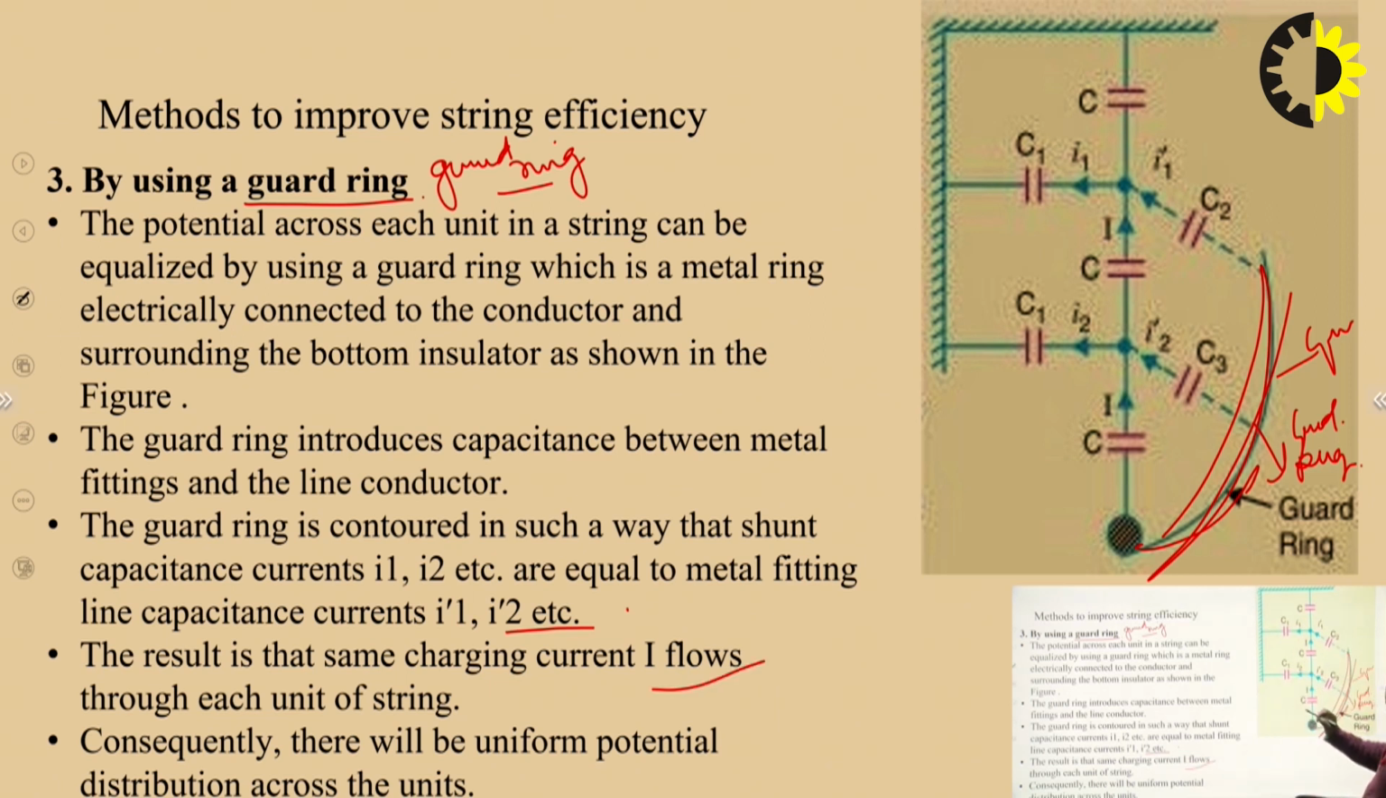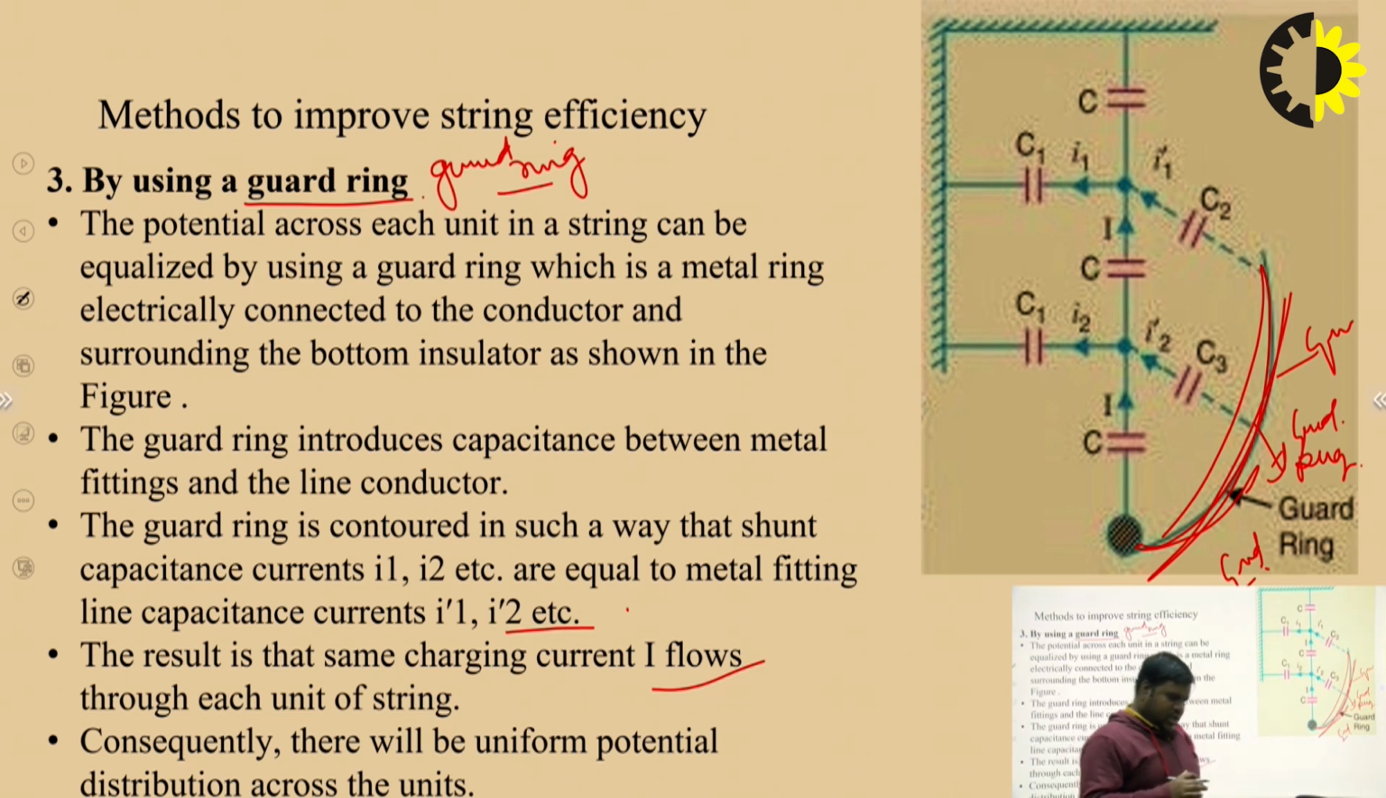And this is the pictorial diagram. This is shunt C1, C2, and here is the guard ring. So this is the guard wire basically, which is connected to the bottom of the conductor. So these are the different types of methods for improving the string efficiency.